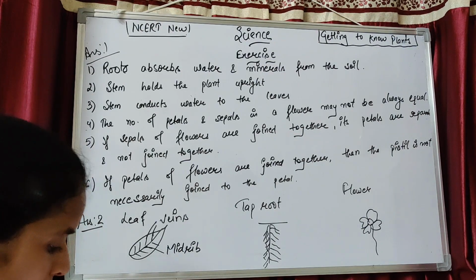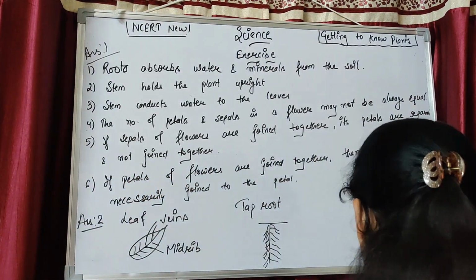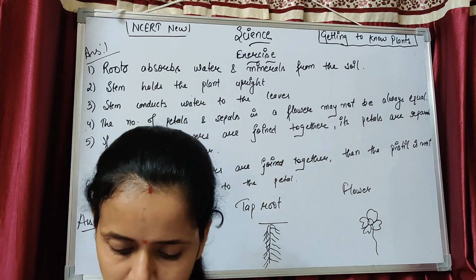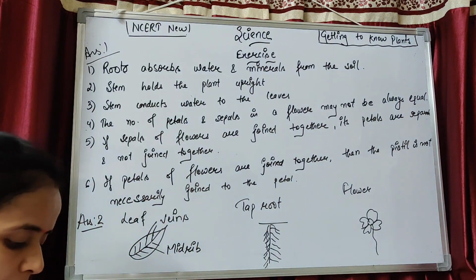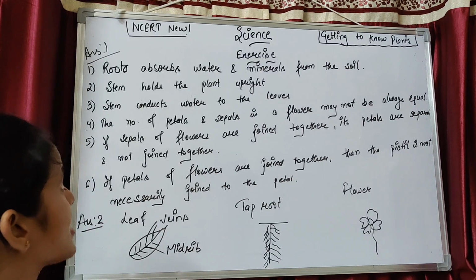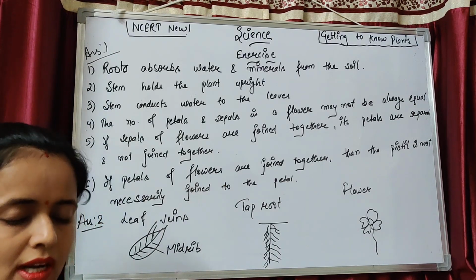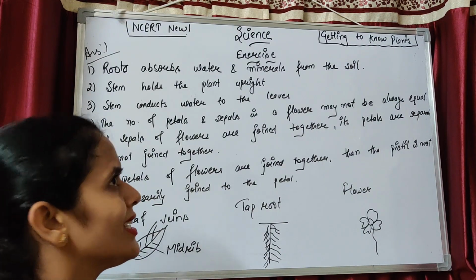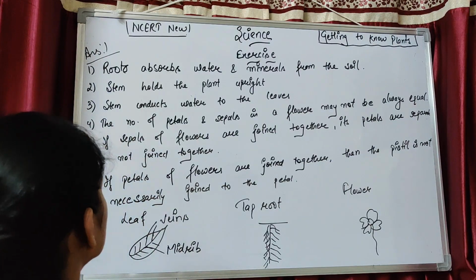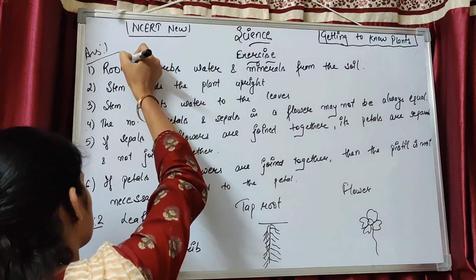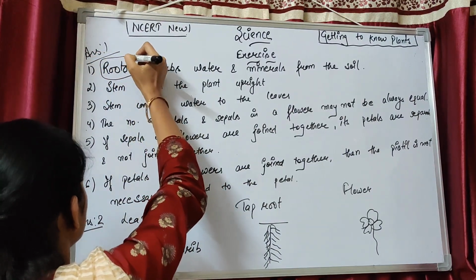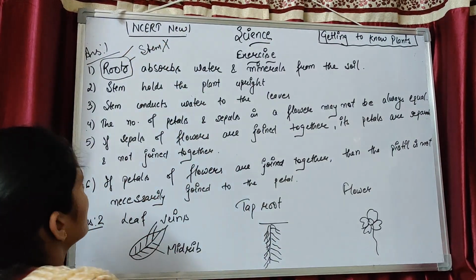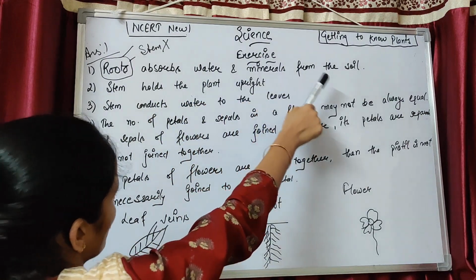Just see. First question. Correct the following statements and rewrite them in your notebook. First part is: stems absorb water and minerals from the soil. Did stems absorb? No. Stem doesn't absorb any water and minerals from the soil. Roots absorb. Stem wrong, root right. Roots absorb water and minerals from the soil.